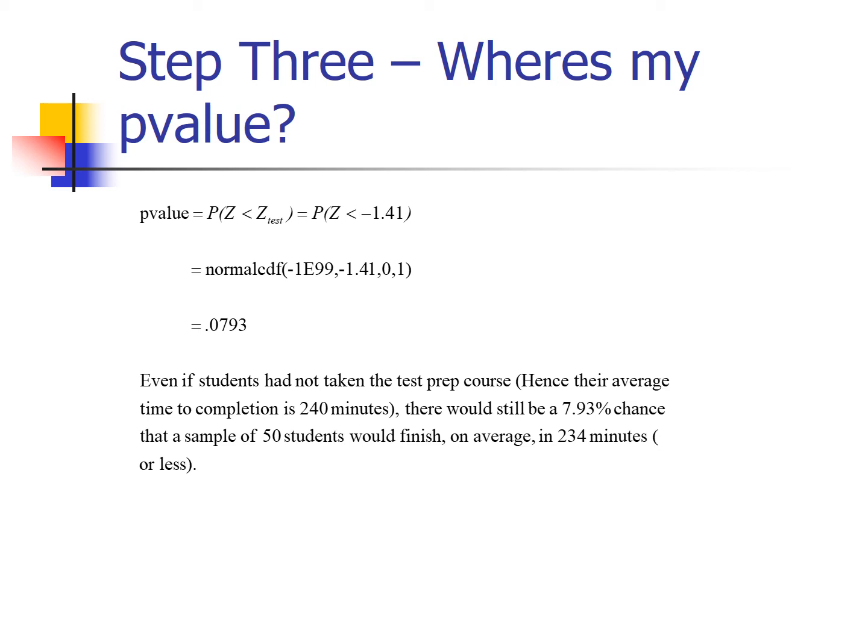How do I interpret it? I interpret it as this. Even if the students had not taken the test prep course, which essentially is equivalent to the null hypothesis, right? Even if their average time to completion is 240 minutes, there would still be a 7.93% chance that a sample of 50 students would have a sample mean of 234 minutes or less.